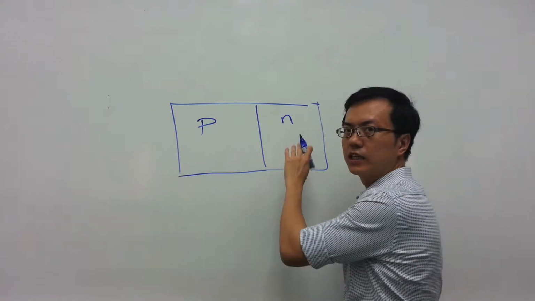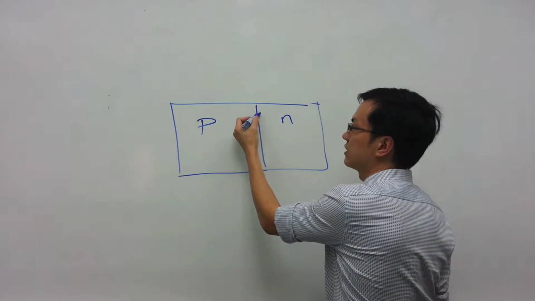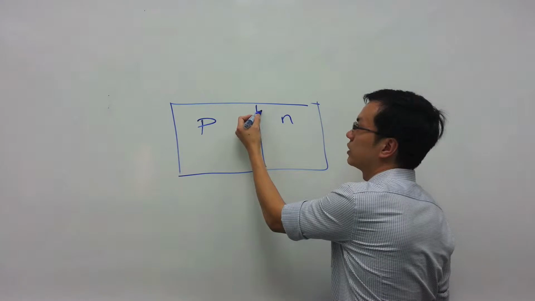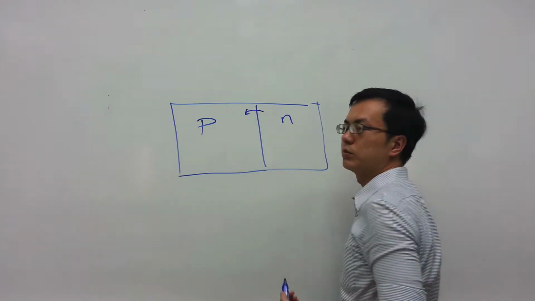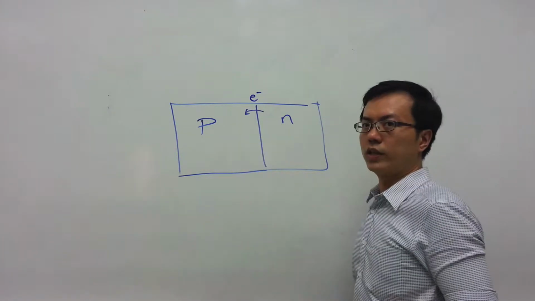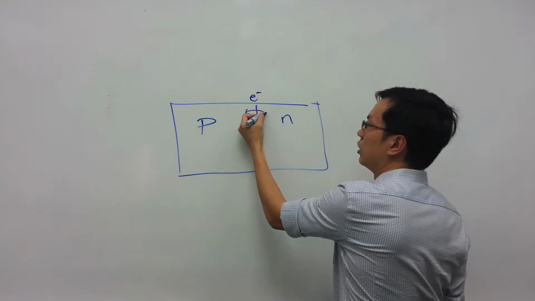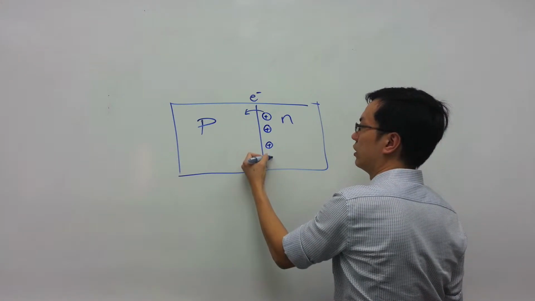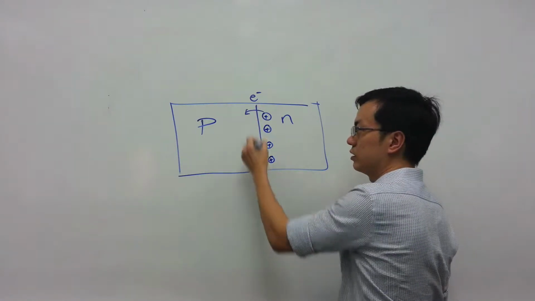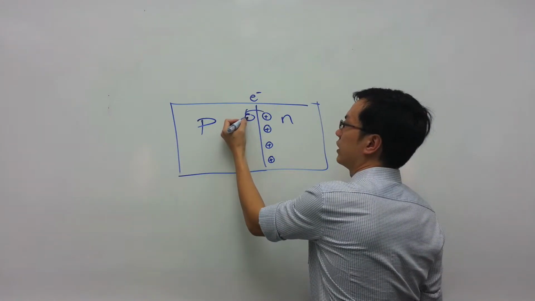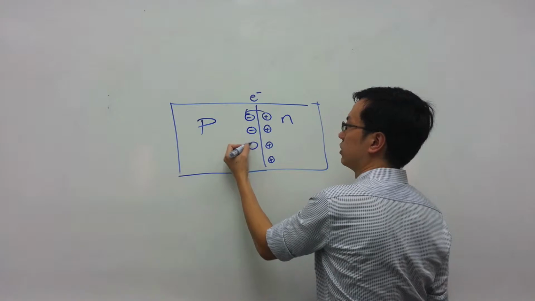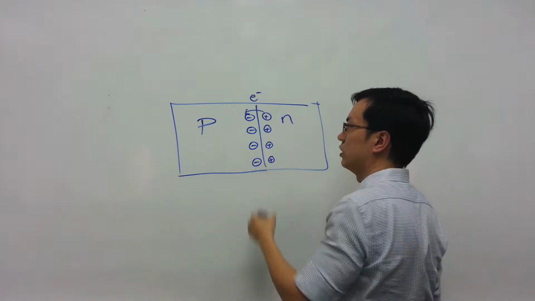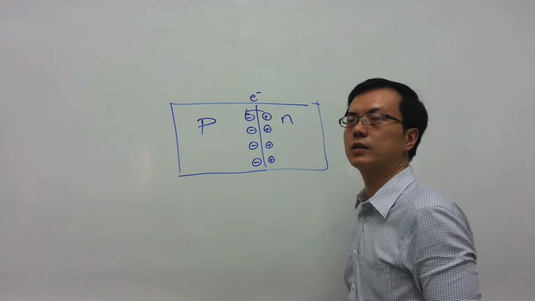Once we put the P and N-type semiconductors together, some of the excess electrons from the N-type semiconductor will diffuse over to the P-type semiconductor. When that happens, you end up with positive ions on the N-type semiconductor near the interface and negative ions near the interface on the P-type semiconductor.